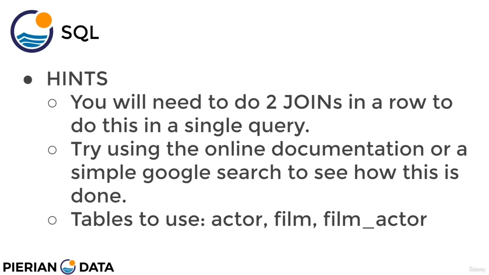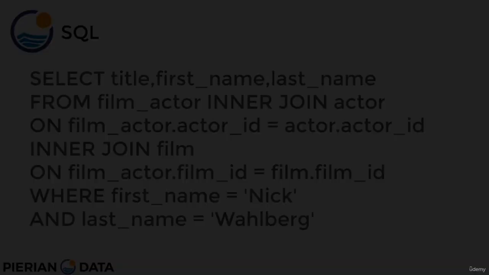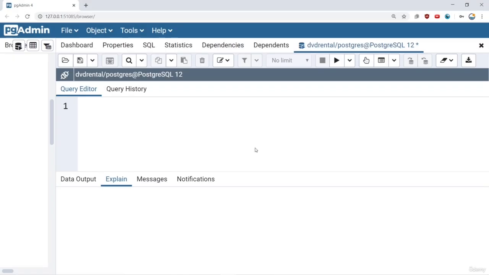And finally, let's go over the solution. So this is what the solution should look like as an example. We're essentially going to select title, first name, last name, and we're going to be doing 2 joins. So let's jump to pgAdmin so we can walk through a little bit of the logic of what's happening here. Okay, here I am in pgAdmin again.